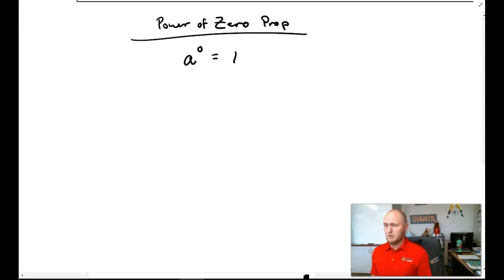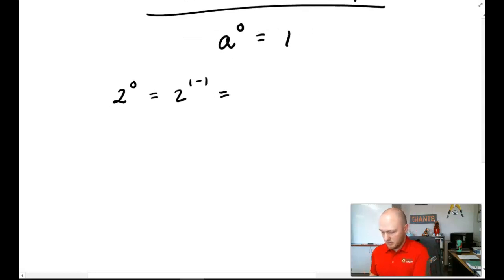And you're like, Schwarber, why? Well, here's a little proof. What if I do 2 to the power of 0? Wouldn't you agree 1 minus 1? Isn't that still 0?